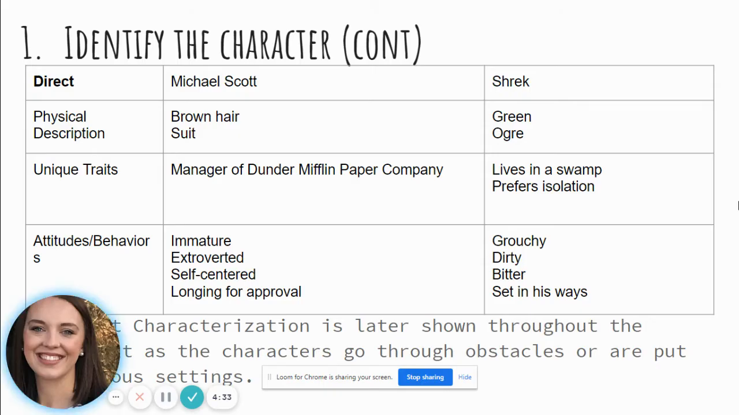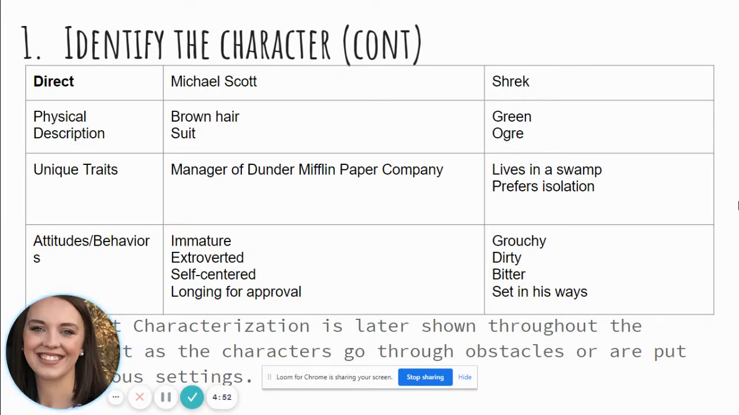Here are some examples with Shrek and Michael Scott. So we know Michael Scott: brown hair, always wears a suit. I don't know of many episodes in which he doesn't. Manager of Dunder Mifflin Paper Company. We know that he's the boss and all of those things. Attitudes and behaviors: immature, extroverted, self-centered.